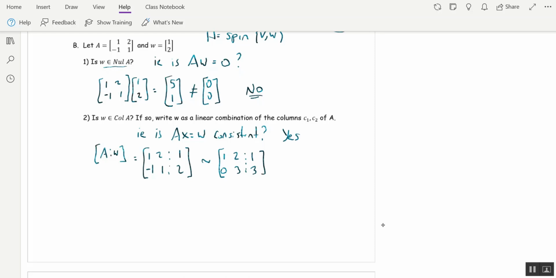However, I want to go a little bit further. If so, write W as a linear combination of the columns of A. To do that, we need to find a solution. The solution will be the coefficients of the columns.